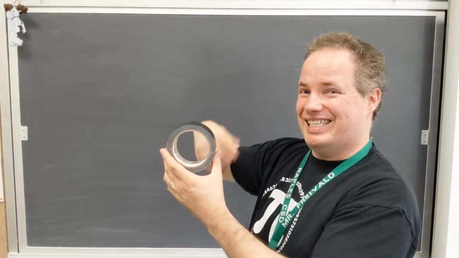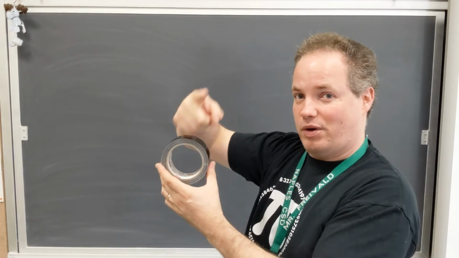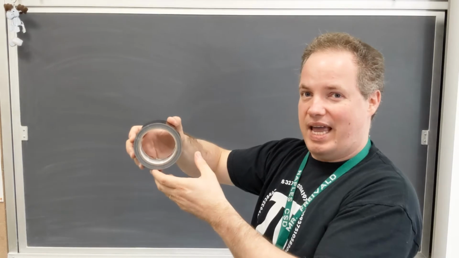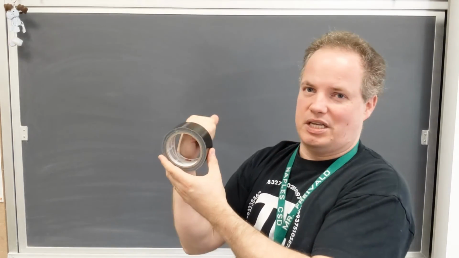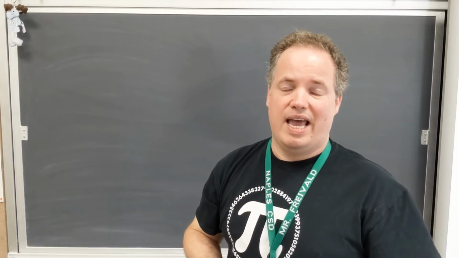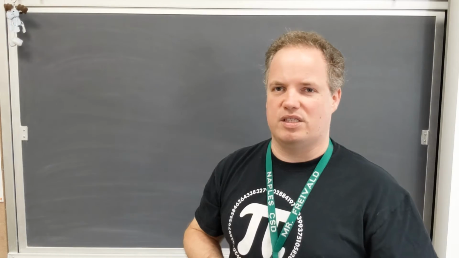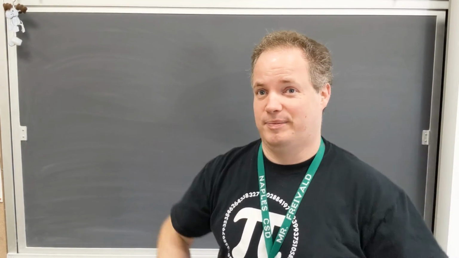Now, if this thing is going this way and speeding up, its angular velocity and angular acceleration are that way. But if it's going this way and it's slowing down, then its angular velocity is that way. Its angular acceleration is the opposite way, that way. That's how the right-hand rule works. And that's going to come up a reasonable amount, so you just need to know it. Make sure you know which hand is your right hand.